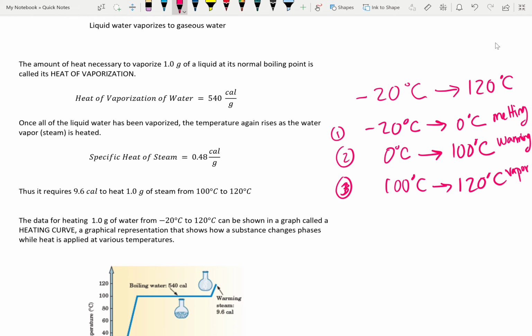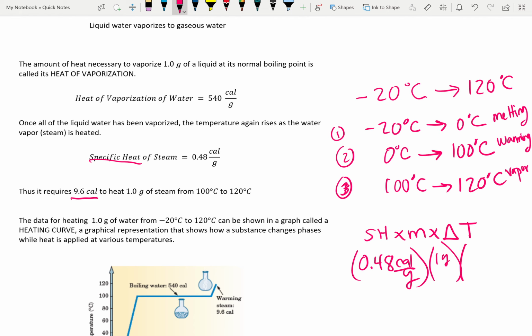So where does 9.6 calories come from? Remember our equation? We had specific heat times mass times delta T. So our specific heat right here for steam is 0.48. Our mass was 1 gram, right? And then we have our delta T. So we have 120 minus 100. So when you do the math here, that's where you get the 9.6 from.